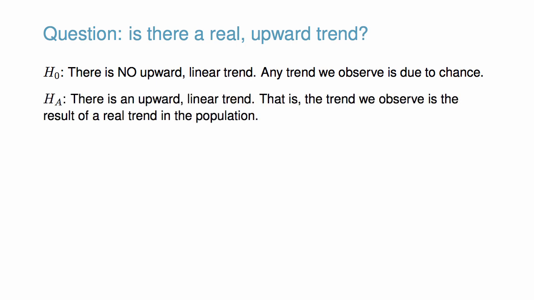There is an upward, linear trend in the data. That is, any trend we observe is the result of a real trend in the population, not just that the sample happened to show a trend. This is the alternative hypothesis. Strong evidence for the alternative hypothesis would come in the form of an unambiguous linear trend up and to the right. To help you get started, let's cover a few examples.